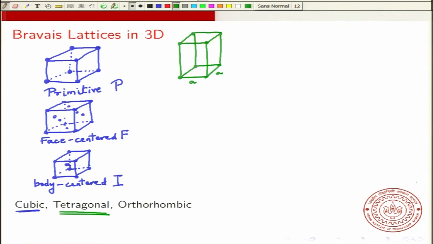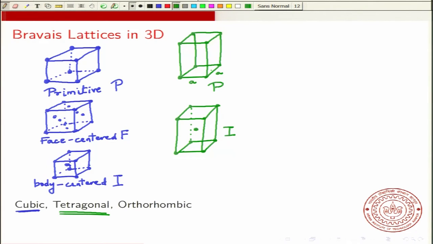If you have a tetragonal cell, you can have a primitive and you can have a body centered, so a body centered tetragonal lattice. These are the only two Bravais lattices that are possible for a tetragonal system. So there are only two tetragonal Bravais lattices, a primitive and a body centered.